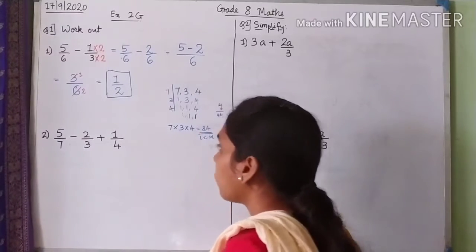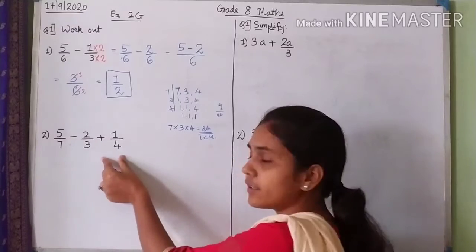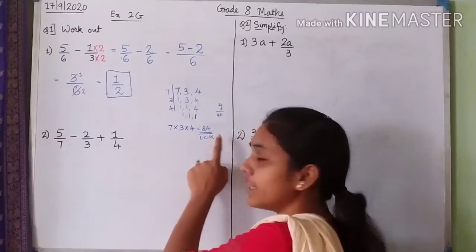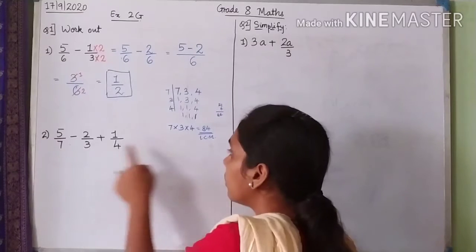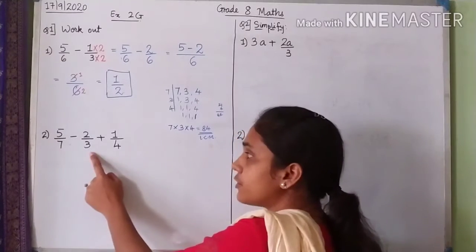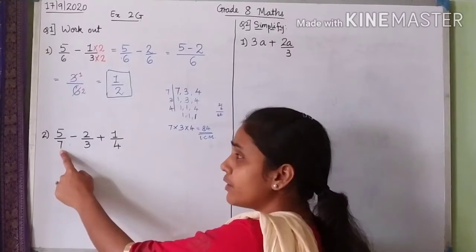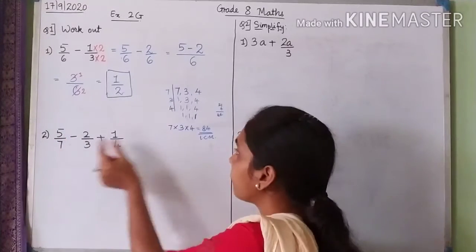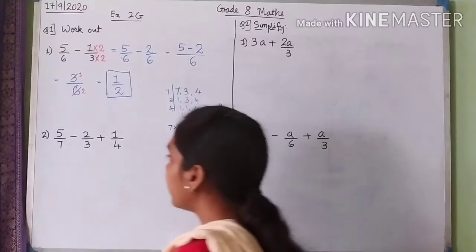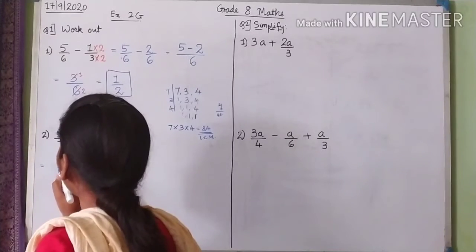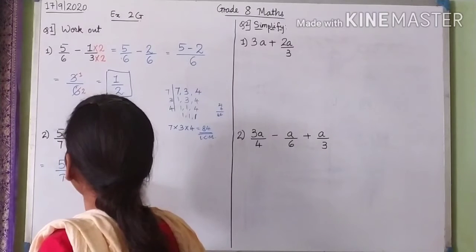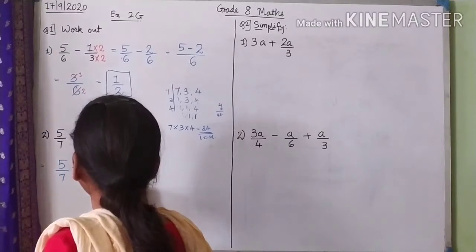That means now I have to convert each denominator to the LCM. In the denominator, I will write 84. We have to check for each denominator, on multiplying by which number we will get the LCM. So let me write these fractions again: 5/7 minus 2/3 plus 1/4.